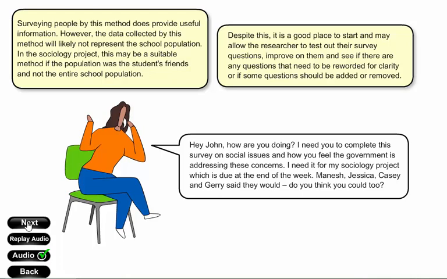In the sociology project, this may be a suitable method if the population was the students' friends and not the entire school population. Despite this, it is a good place to start and may allow the researcher to test out their survey questions, improve on them, and see if there are any questions that need to be reworded for clarity, or if some questions should be added or removed.